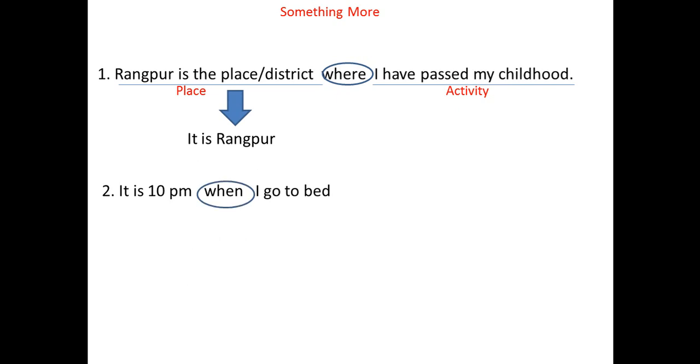Let's look at the second one, where "when" is used as a relative pronoun, and look at the sentence. It is 10 p.m. Next, I go to bed. The first sentence offers time, as the word "when" is connected with time. Next one, activity, that means the activity happens at the time shown in the first part of the whole sentence. Okay, so the first part may be changed into a different form. It is 10 p.m. is the time.